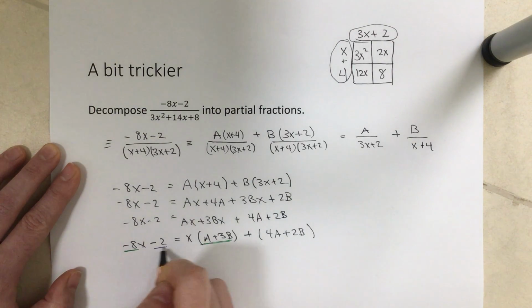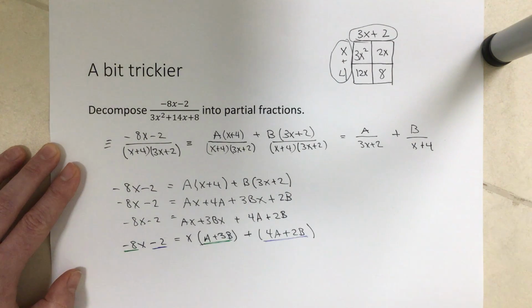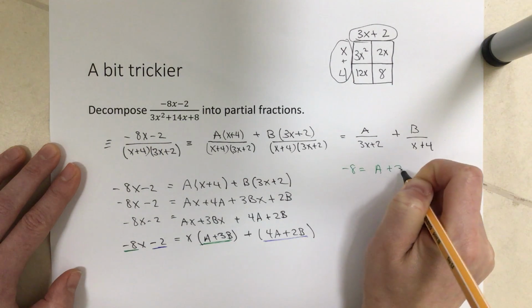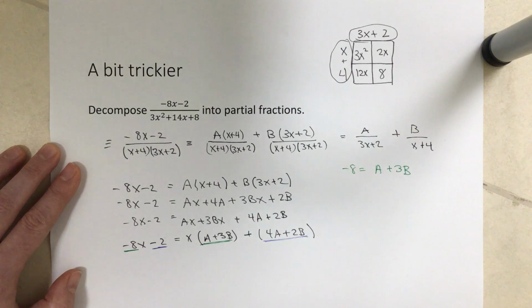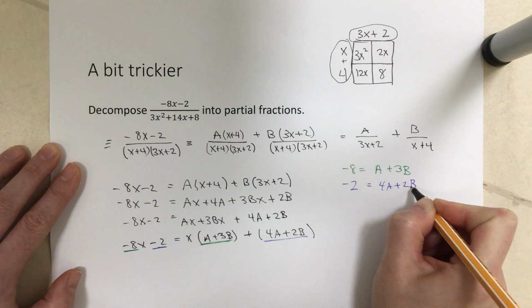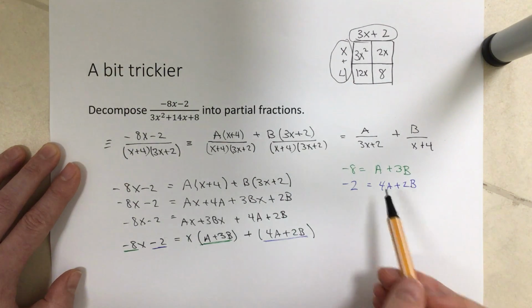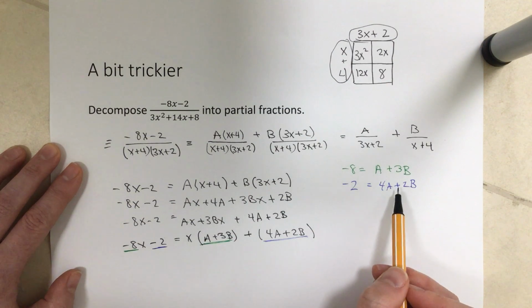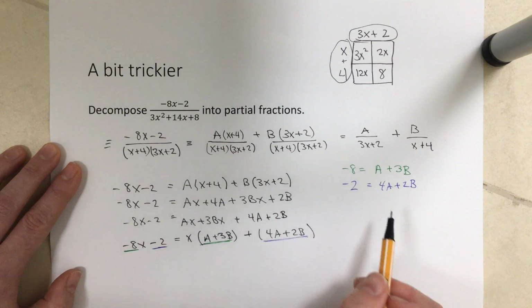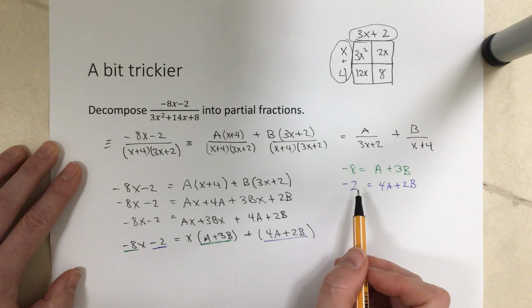And negative 2 is my constant here, and I'm going to create this system of equations. So I know that negative 8 equals a plus 3b, and I know negative 2 is 4a plus 2b. And I'm going to now use a system of linear equations here to simplify this and solve for a and b. And this is set up quite nicely to solve using elimination.